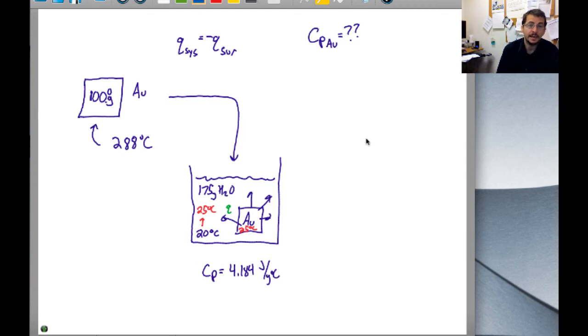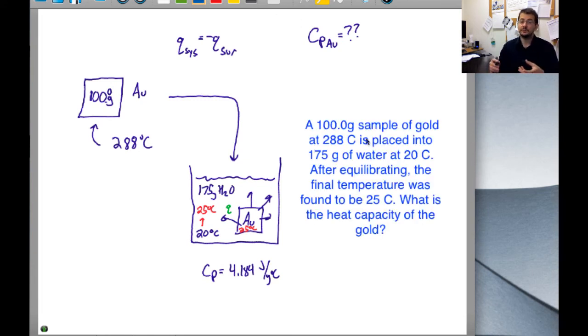What is the heat capacity of gold? The way this would read in the book would be: a 100-gram sample of gold at 288 degrees C is placed into 175 grams of water at 20 degrees C. After equilibrating, the temperature of the water is now 25 degrees centigrade. What is the heat capacity of the gold? The goal is to recognize that something is changing. The water is changing.